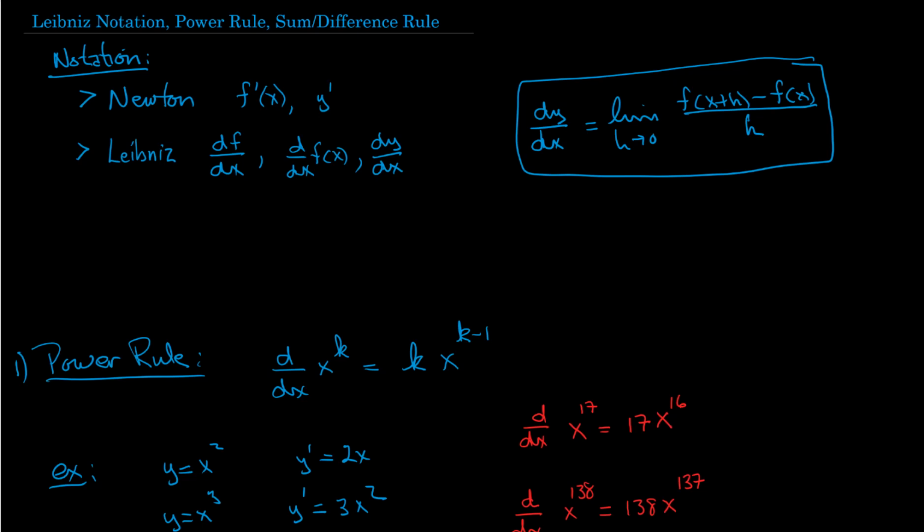Newton wound up using notation for derivatives that looked like f prime of x or y prime, the prime notation. This notation is very popular because it's easy to write, it's less expensive to print, all kinds of advantages like that.